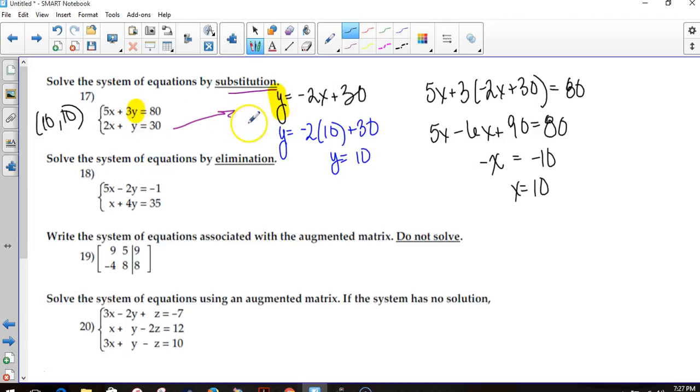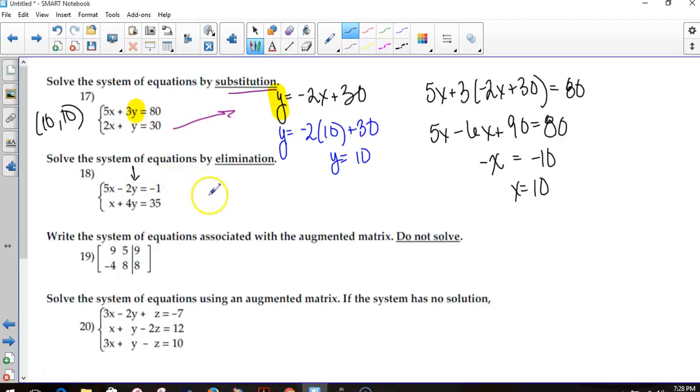Number 18 says use elimination. The idea for that is that you're going to choose one of the variables that you want their coefficients to be opposites, so that when you kind of sandwich those equations together, they'll add out.